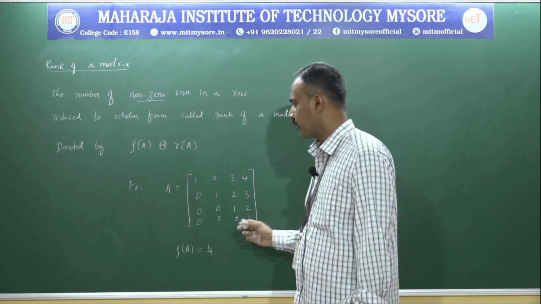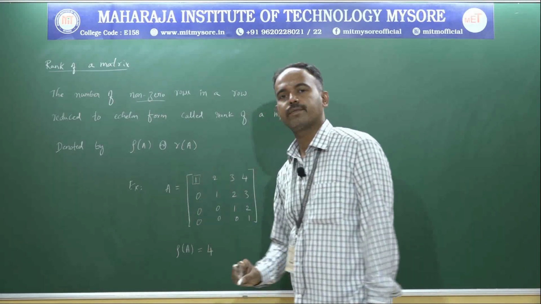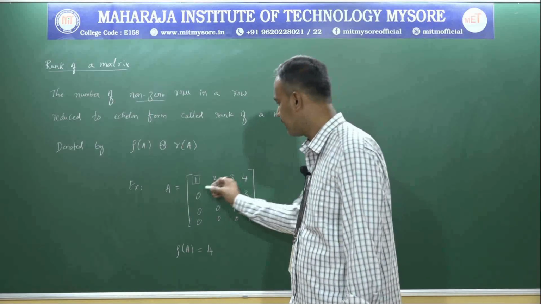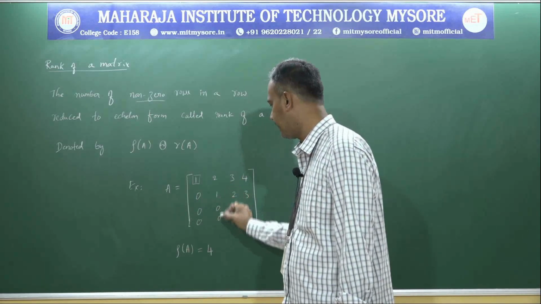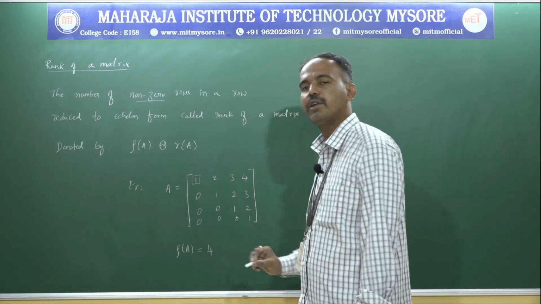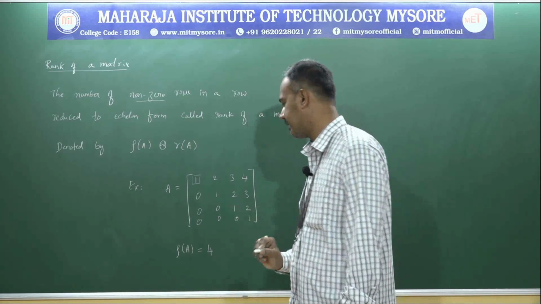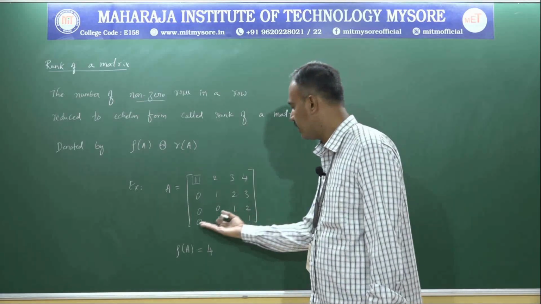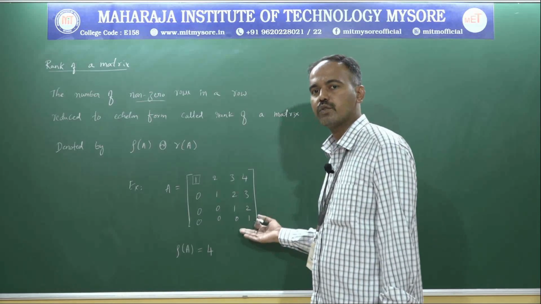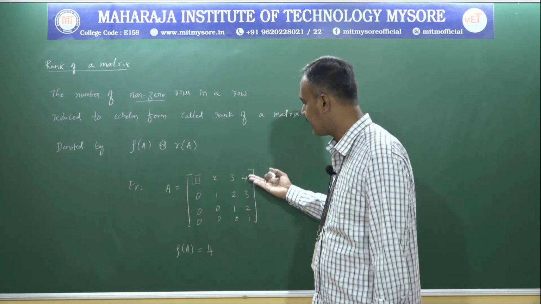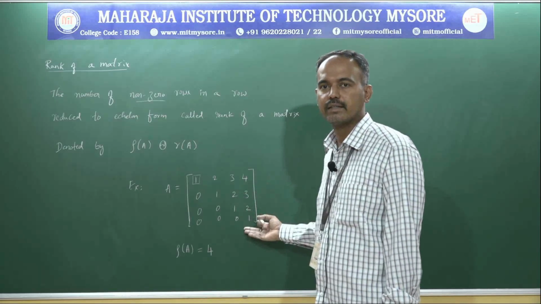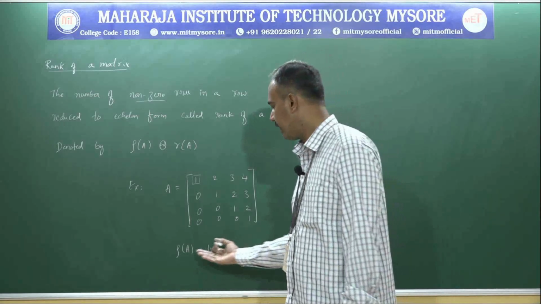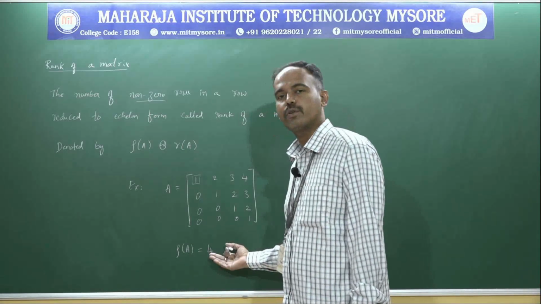First, check the leading entry 1. All the column elements below the leading entry are 0. Next, if any zero rows are available; here, no zero rows are available. That's why the matrix A is in the echelon form, and so the rank of the matrix A is equal to 4.